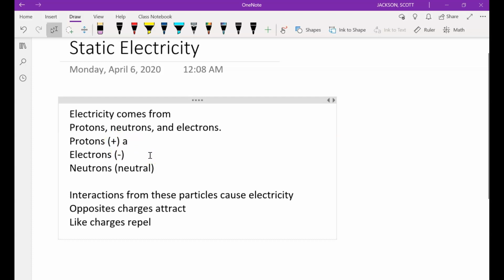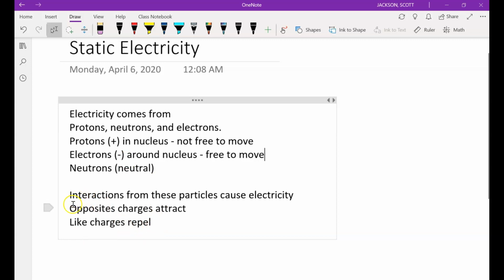Protons are in the nucleus. They're also not free to move. Electrons are around the nucleus. Again, they are free to move. They are negative. So these are really where electricity is going to come from. Neutrons are neutral, so they don't really do a whole lot with electricity.